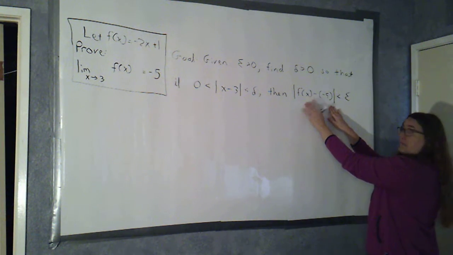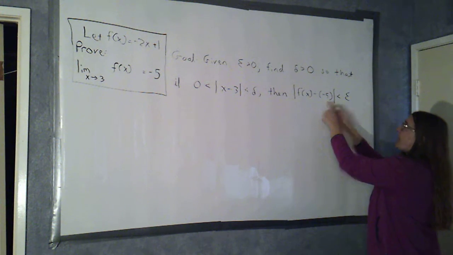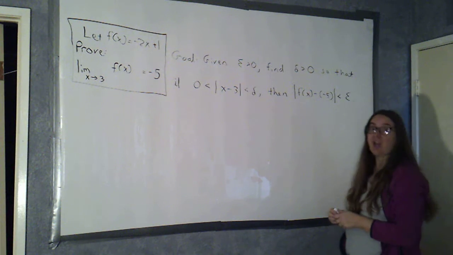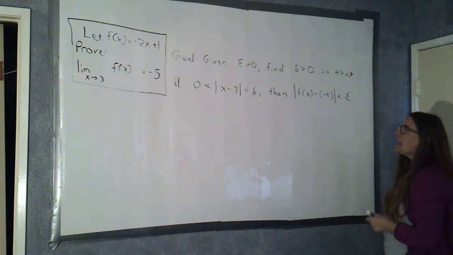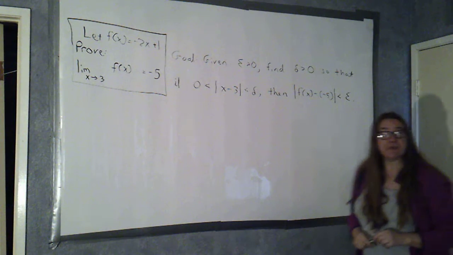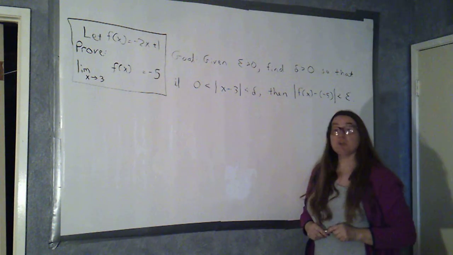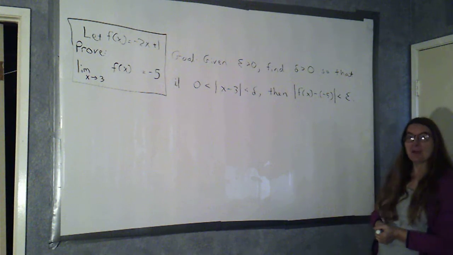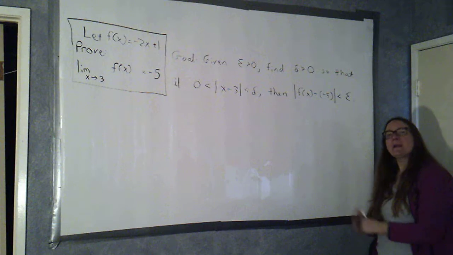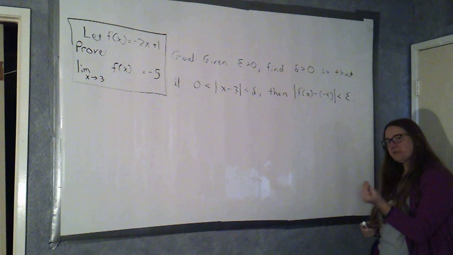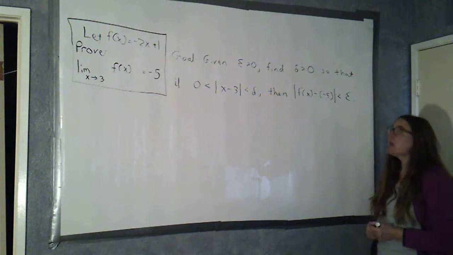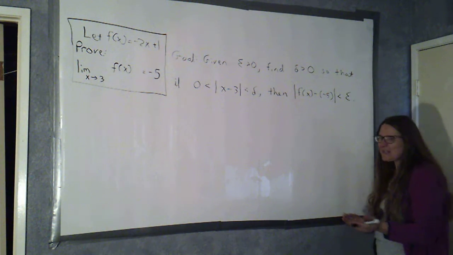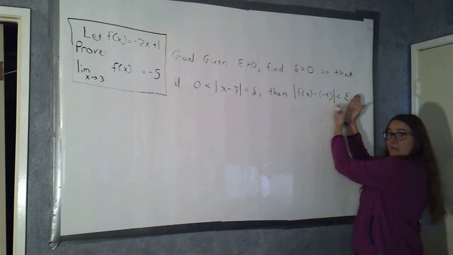The distance between my y value and negative 5 will be smaller than epsilon, smaller than this number that I've been challenged with. Okay. Now, in using the definition in order to do a proof, there's basically going to be a two-step process. I'm going to go through some informal work to find this number delta, and then I'm going to write up the formal proof to prove that the delta that I found actually works. Okay. The reason that I need to do some informal work first is that I have no idea what delta is. I just have this goal in mind.